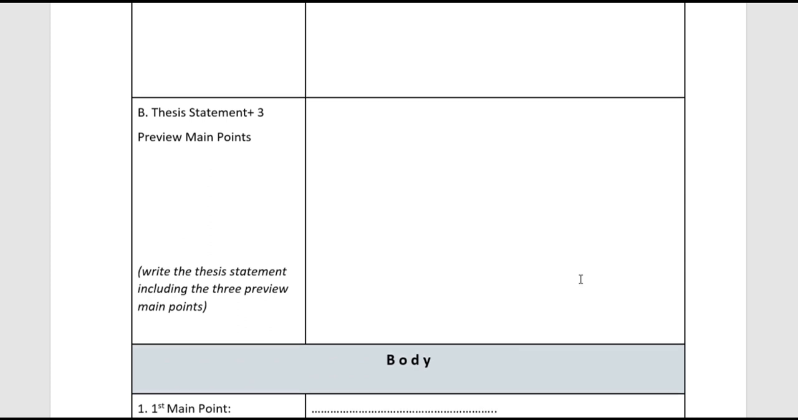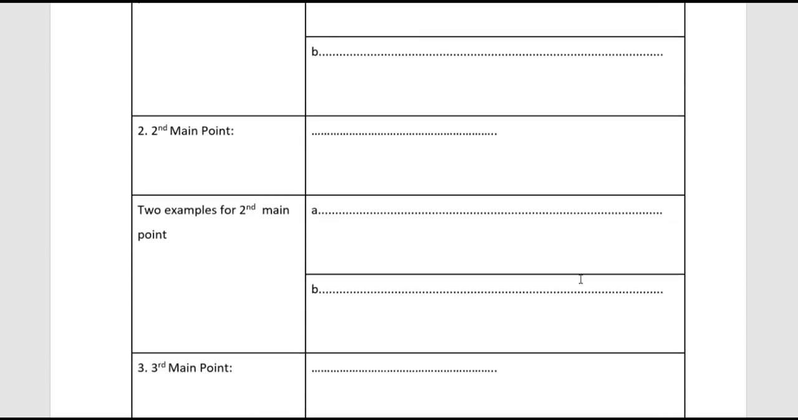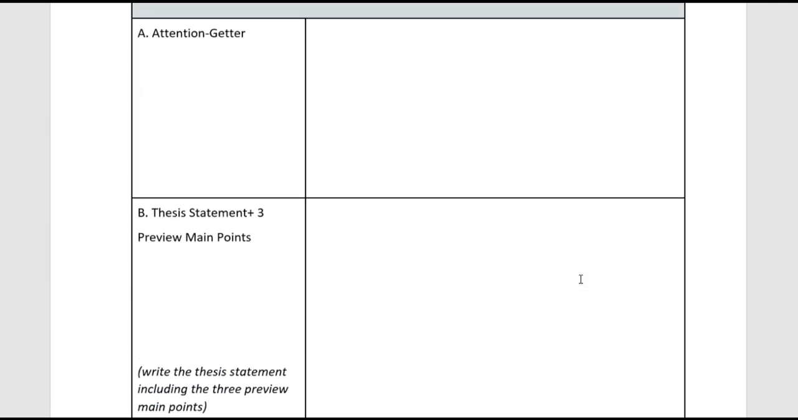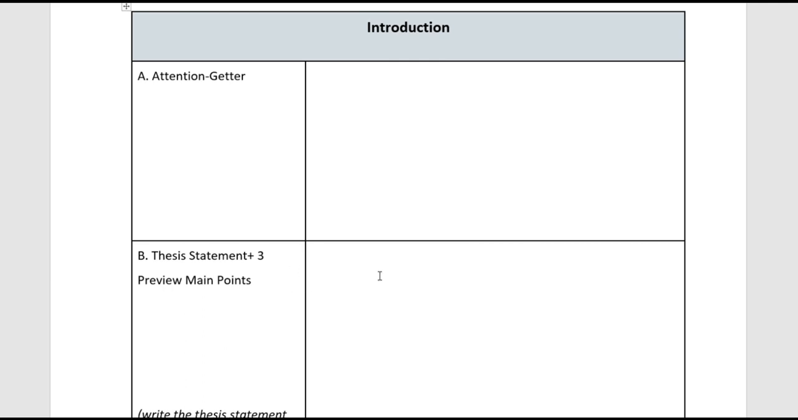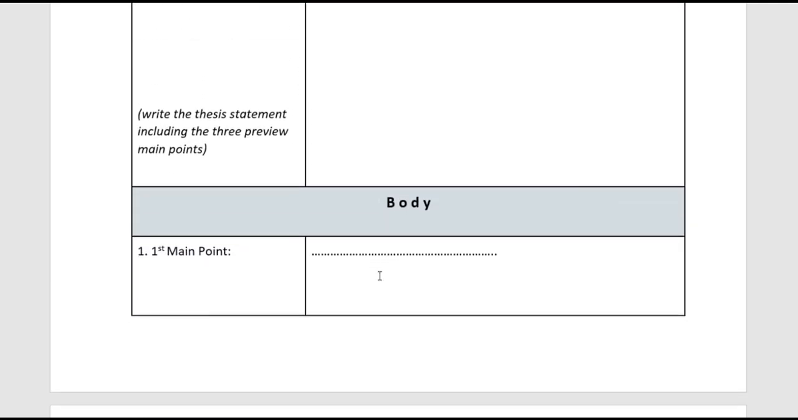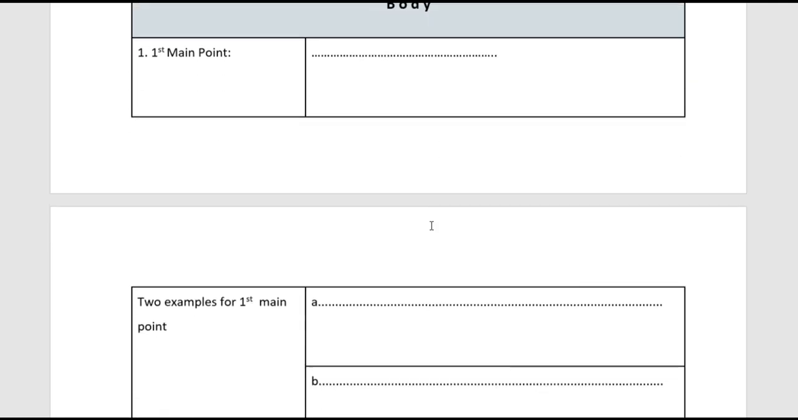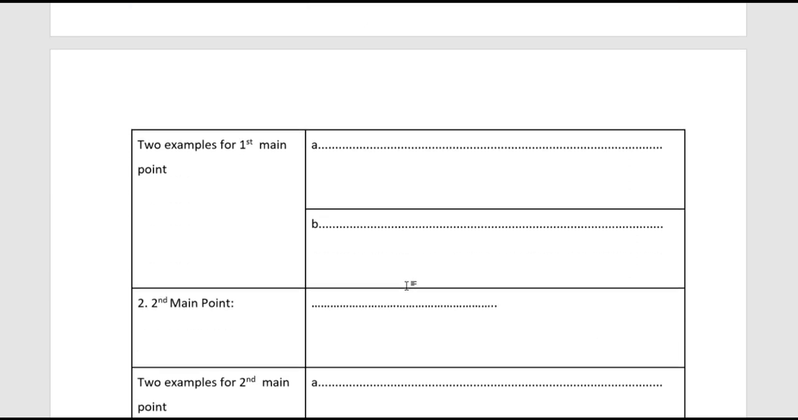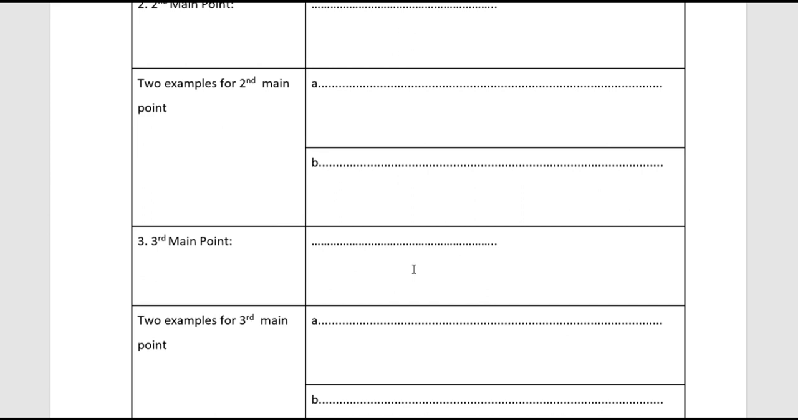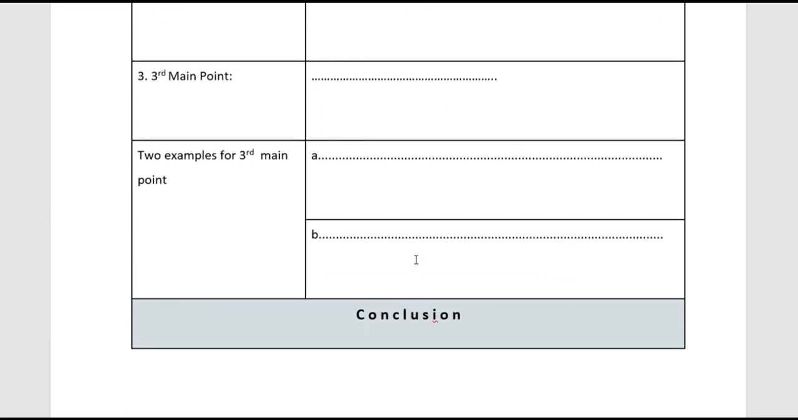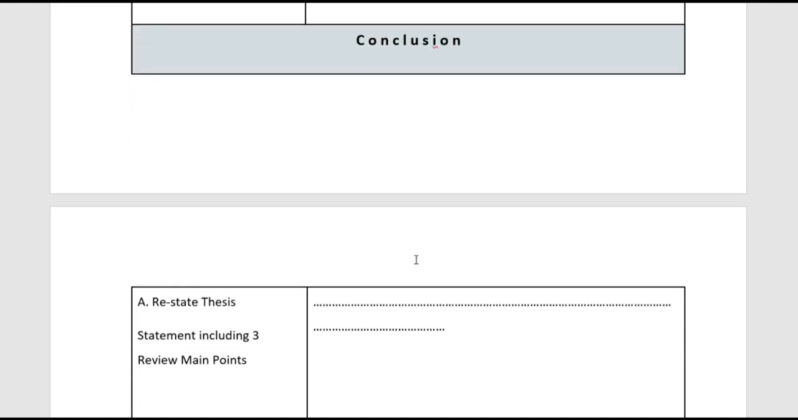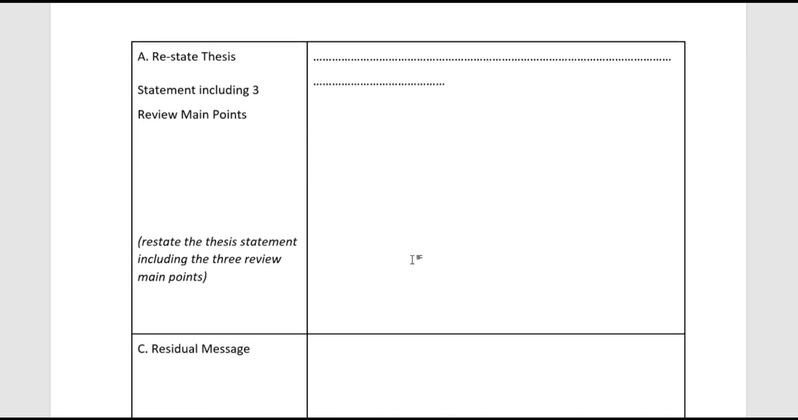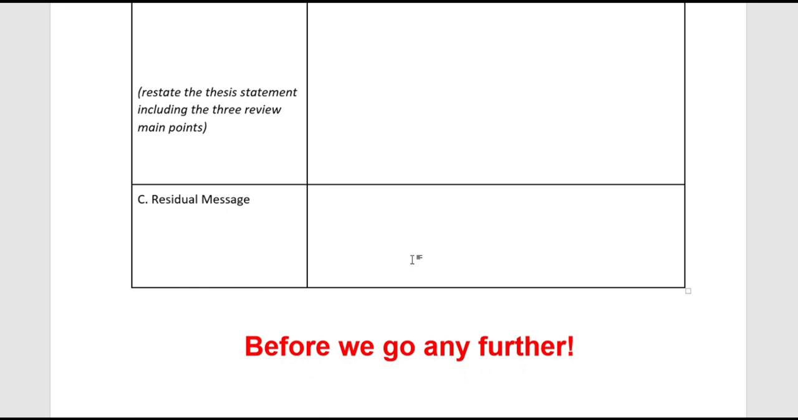I know that this is the outline template that we have, and if I put myself in the shoes of a student, I have to fill it in. I have to give an attention getter, a thesis statement, along with 3 preview main points, and then I have to go to the body, and it says I have to give 2 examples, and for each main point I have to provide 2 sub points, and then I have a conclusion, and in the conclusion I have to restate the thesis statement and my 3 main points, and I would also have to have a residual message.